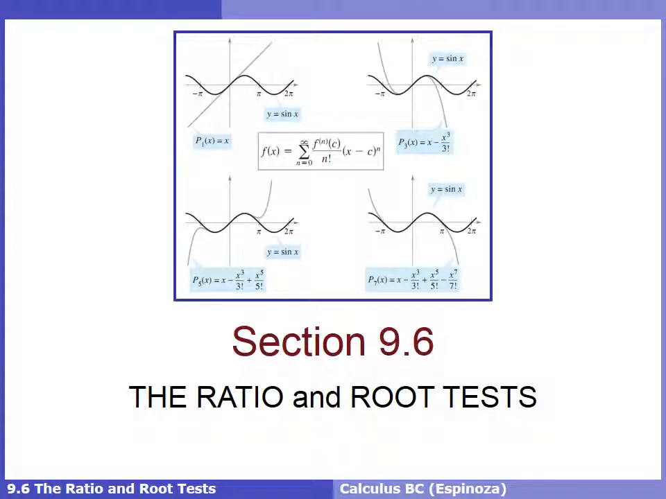In section 9.6, we're going to finalize all the tests concerning testing for an infinite series to be convergent or divergent. In this section, the last two tests we're going to look at are the ratio test and the root test.